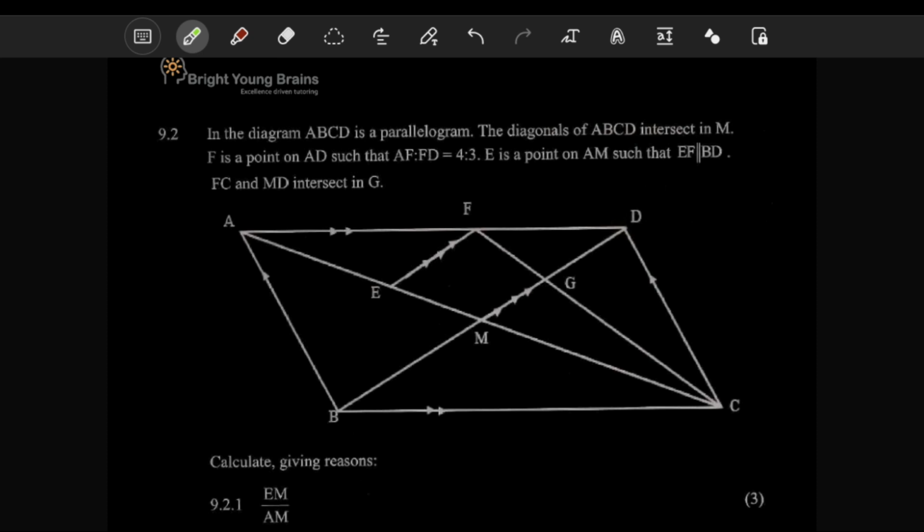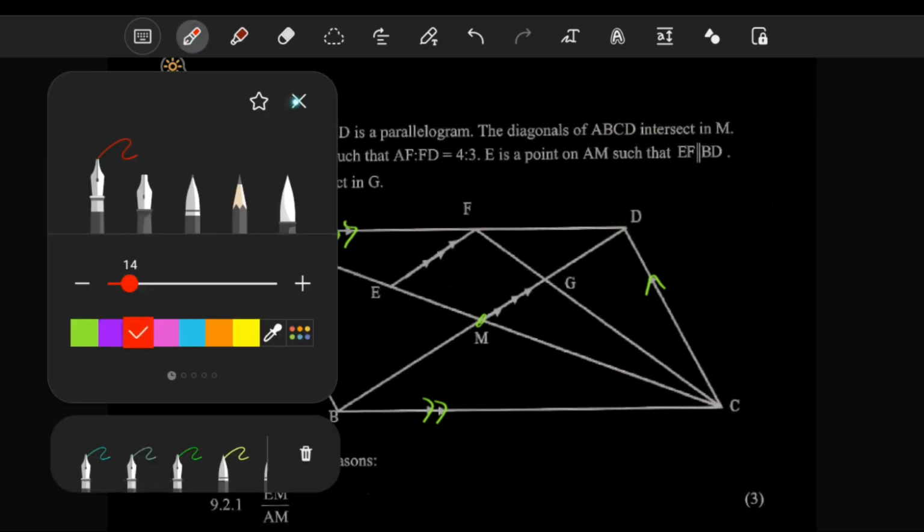It says in the diagram ABCD is a parallelogram. Thank you for giving us a parallelogram, because if you have a parallelogram, you have so much information, you know. This is equal to that, this is equal to that. Here it says the diagonals of ABCD intersect at M.